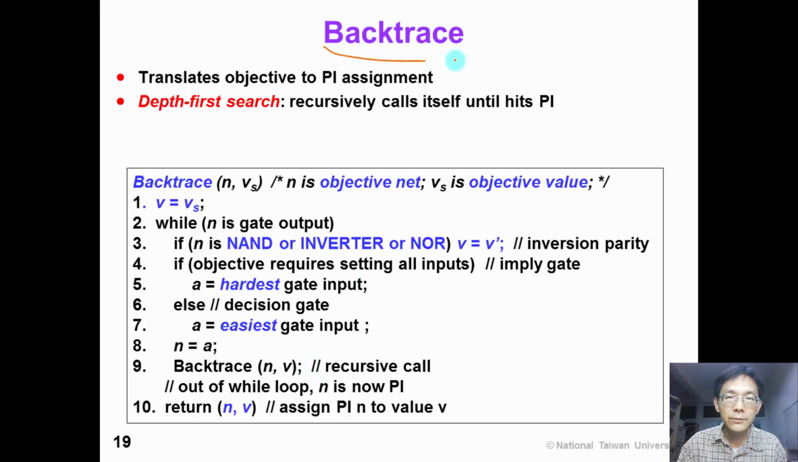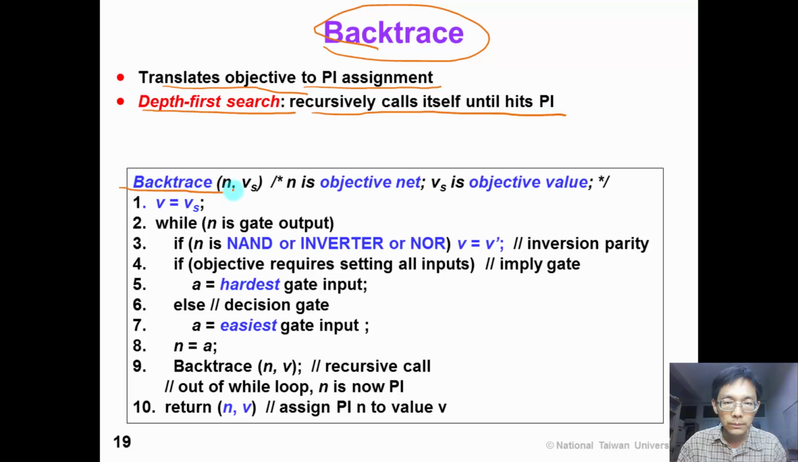The backtrace function translates our objective to an input assignment. This is essentially a depth-first search algorithm which recursively calls itself until it hits a primary input. So the backtrace function goes like this. Suppose N is our objective net, Vs is the objective value.